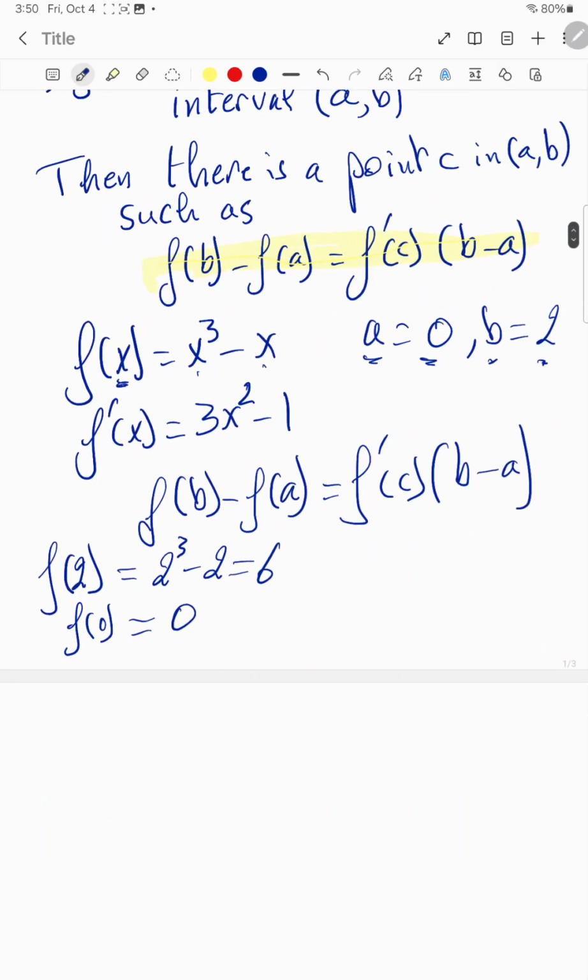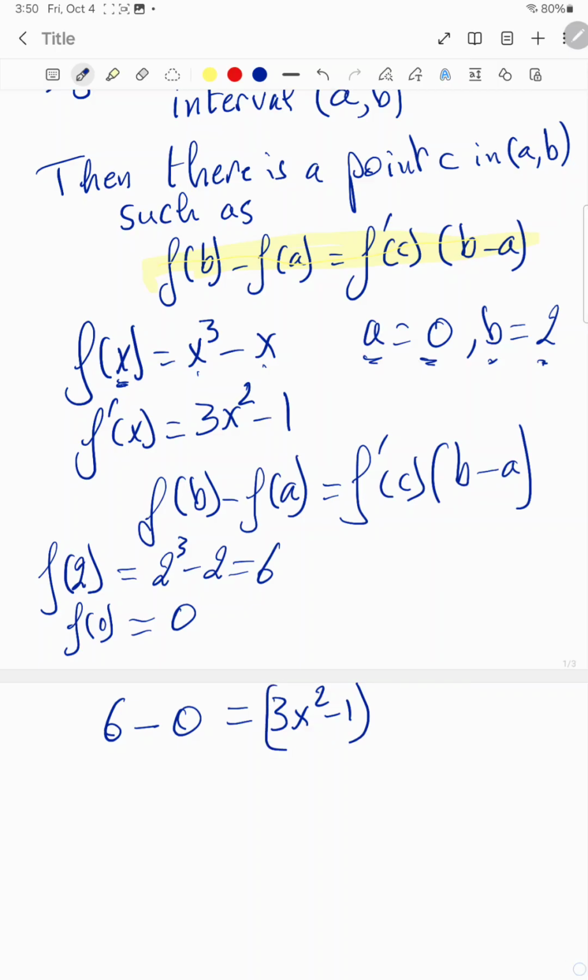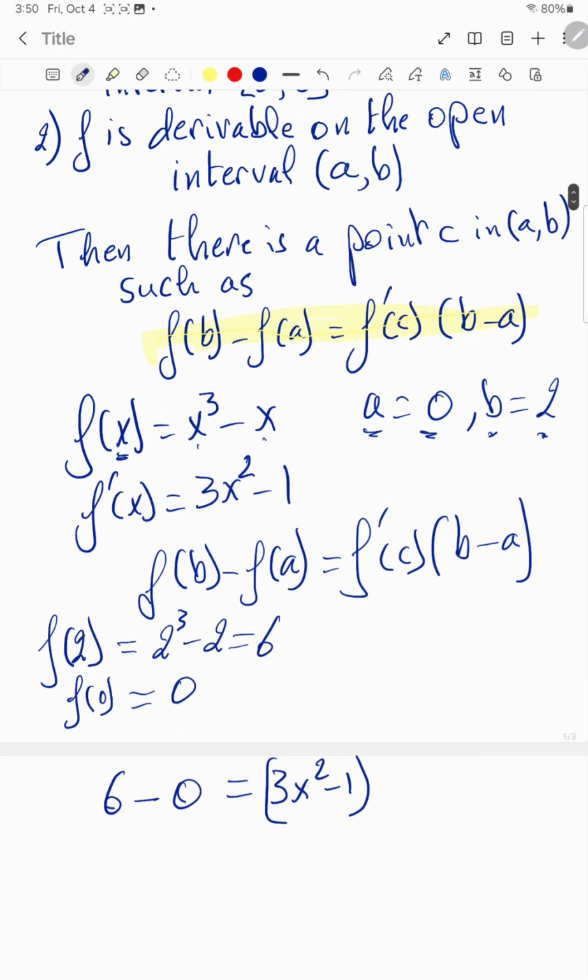And I know f prime of x is 3x squared minus 1. So that formula, I can write it: f of b, which is 6, minus f of a, which is 0, is equal to f prime of x at that point C, so it is 3x squared minus 1, multiplied by b minus a. B is 2, minus a is 0, which is 2. So I have 6 equals 3x squared minus 1 times 2.